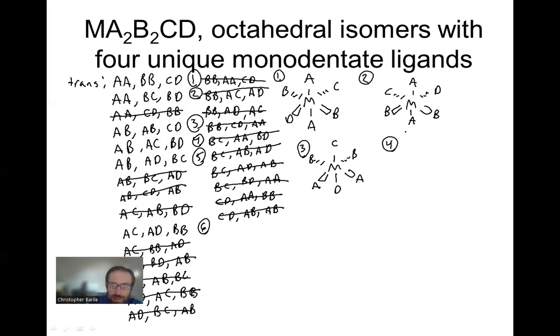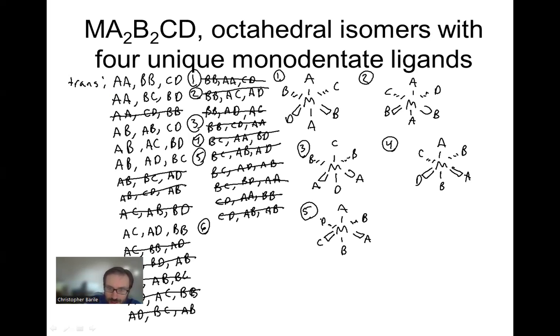Number 4, I have AB trans to one another. I have A and C trans to one another. And I have B and D trans to one another. And I also have structure 5, which is very similar. It's going to be A and B trans to one another, A and D, B and C.